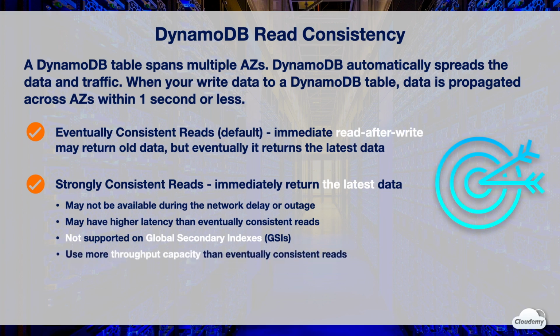Strongly consistent reads use more throughput capacity than eventually consistent reads. As a result, you need to pay more when you retrieve the same data using strongly consistent reads, compared to eventually consistent reads.